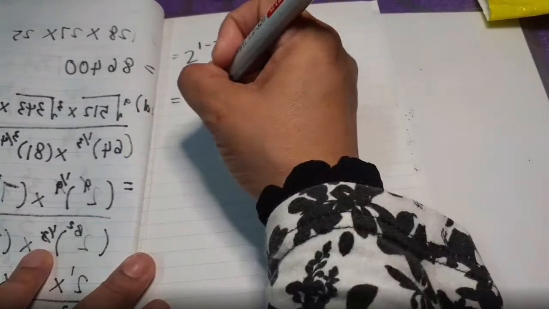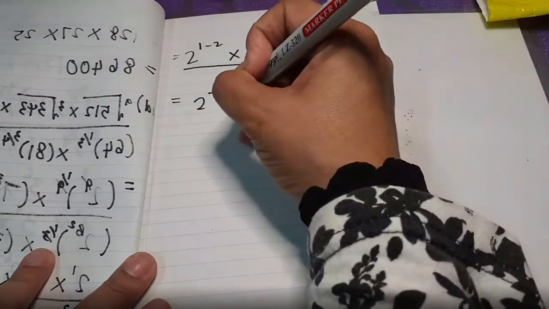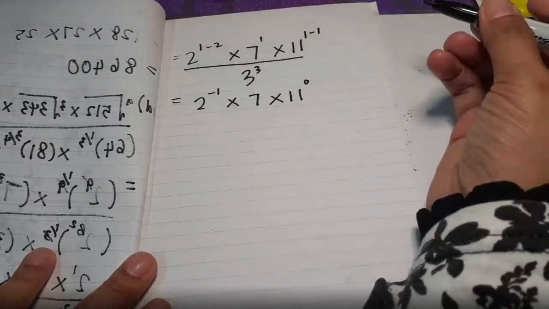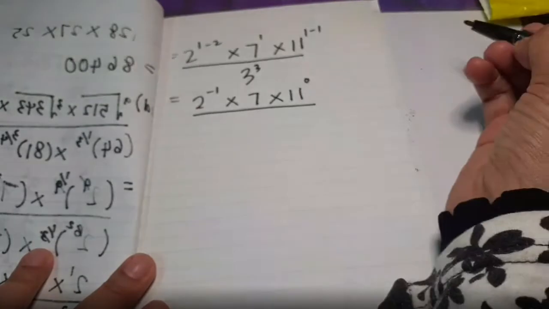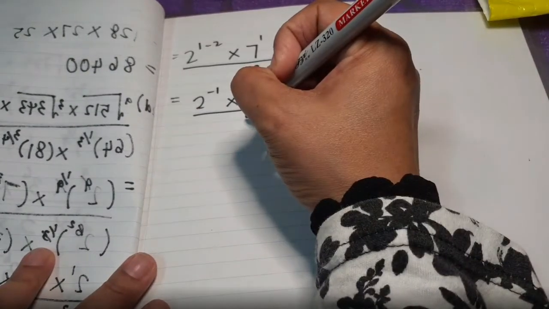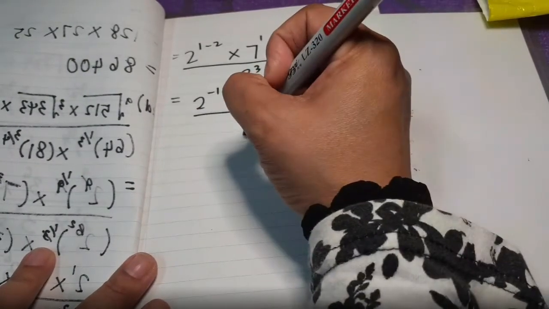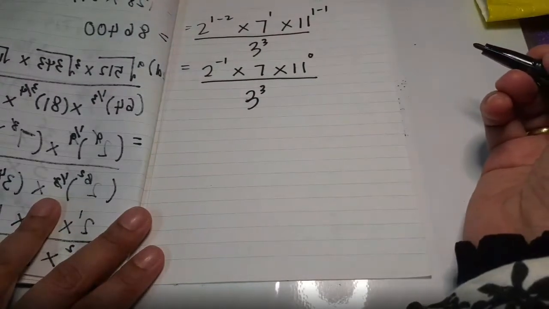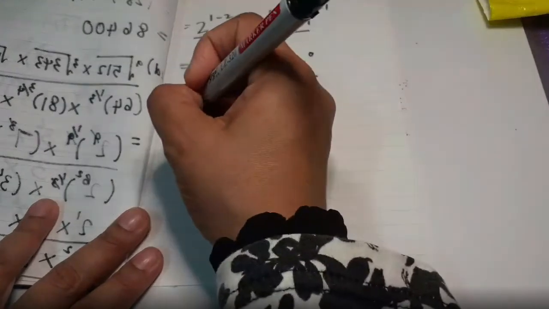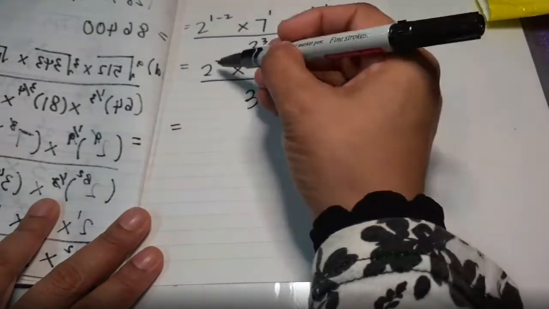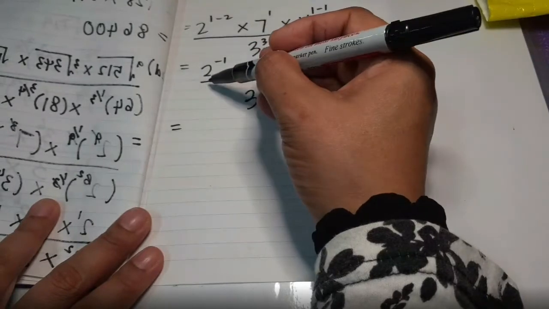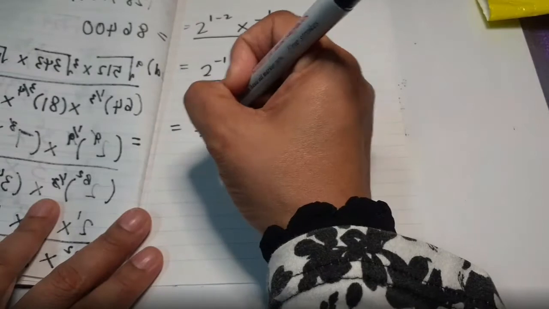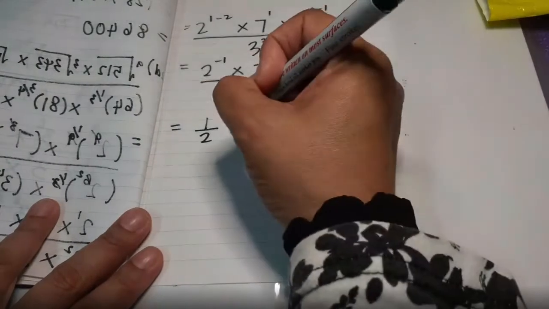So this is 2 power of negative 1. Multiply 7. Multiply 11 power of 0 over 3 power of 3. Never mind. Okay, next. 2 power of negative 1. This is negative indices. I change to positive indices because it becomes 1 over 2. Multiply 7.